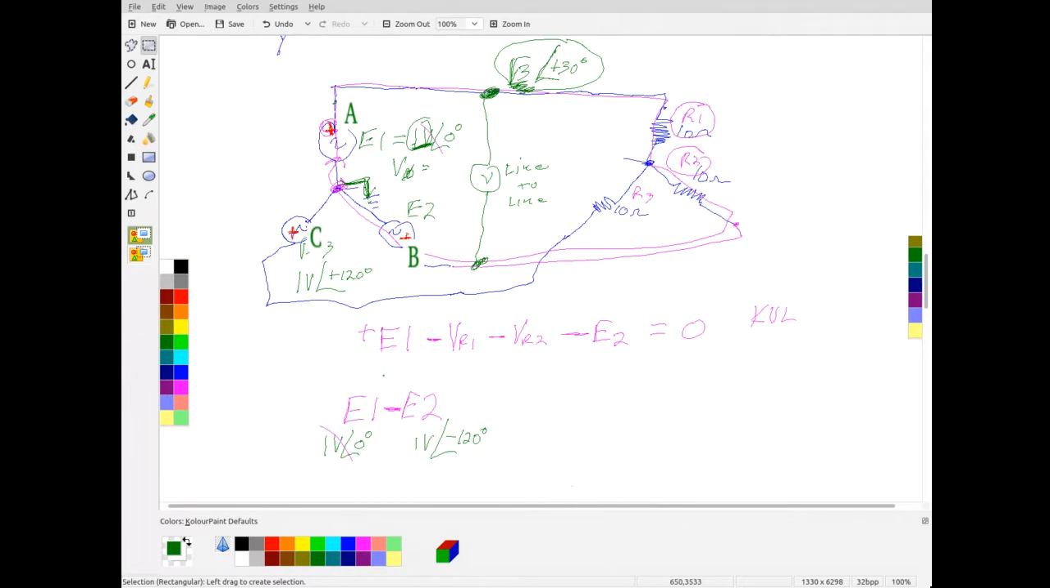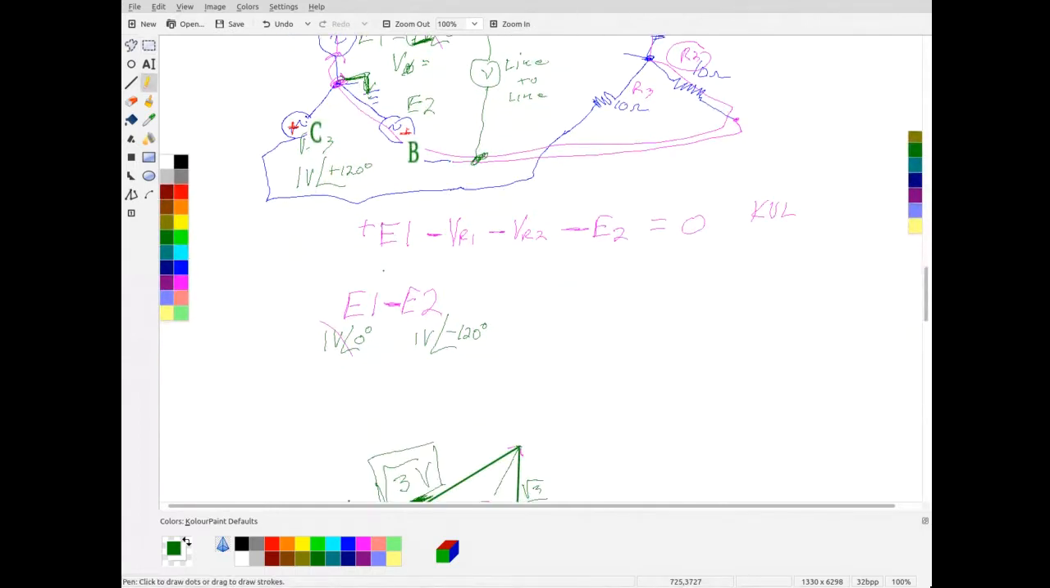Okay, so when you look at these 3 lines, A, B, and C, then you can say that the line voltage VA to neutral was 1 volt at an angle of 0 degrees. And VB to neutral was 1 volt at an angle of minus 120 degrees. And VC to neutral was 1 volt at an angle of plus 120 degrees.